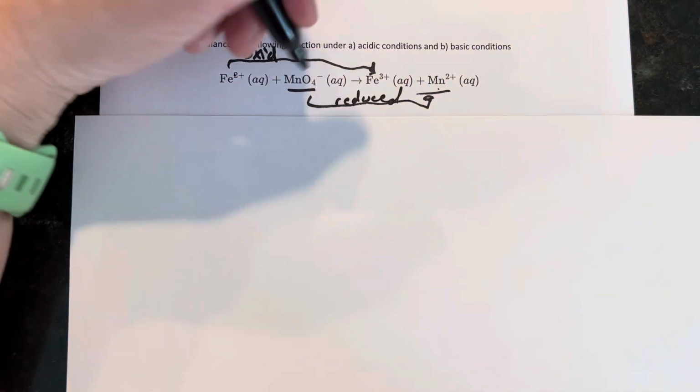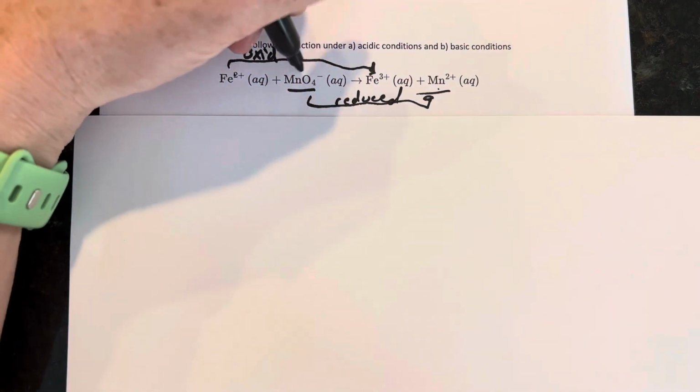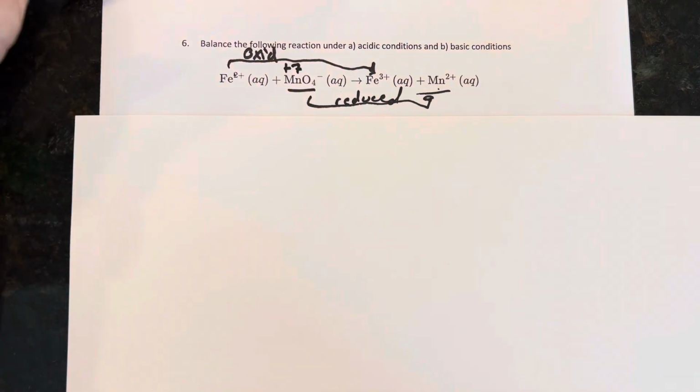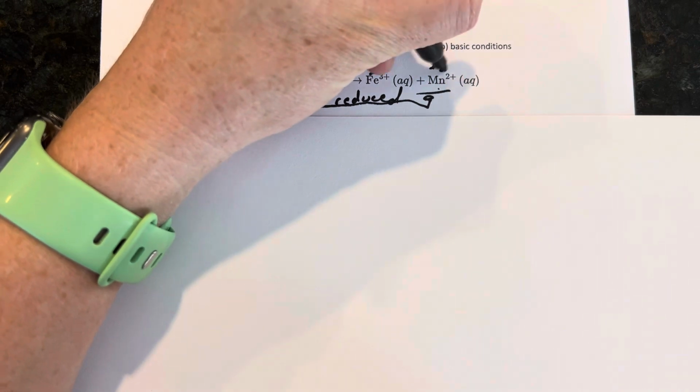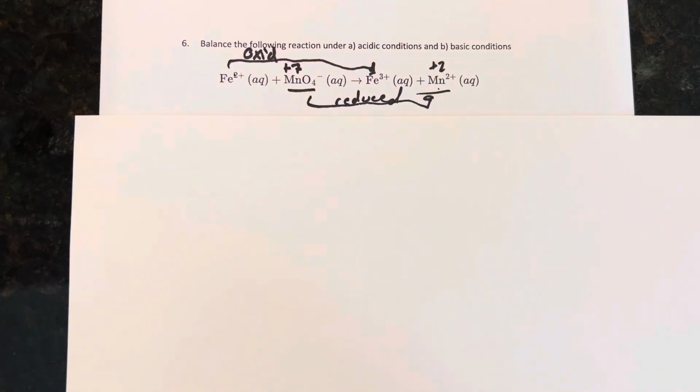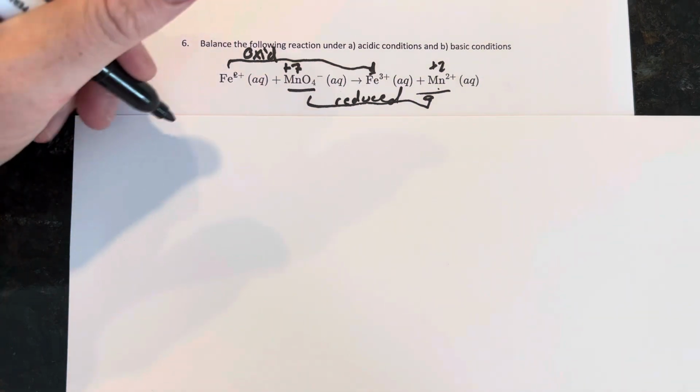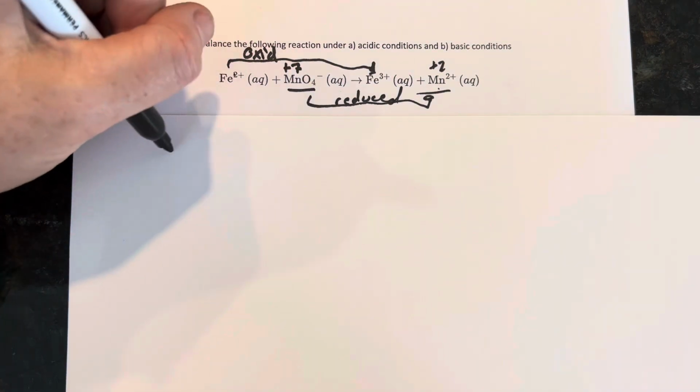And if that bugs you, you can calculate the oxidation number of manganese here. You'll find it to be +7, and manganese over here is +2. So you'll see that it went down. All right, given that information, let's break these things into their half reactions. So step 1, break them into half reactions.